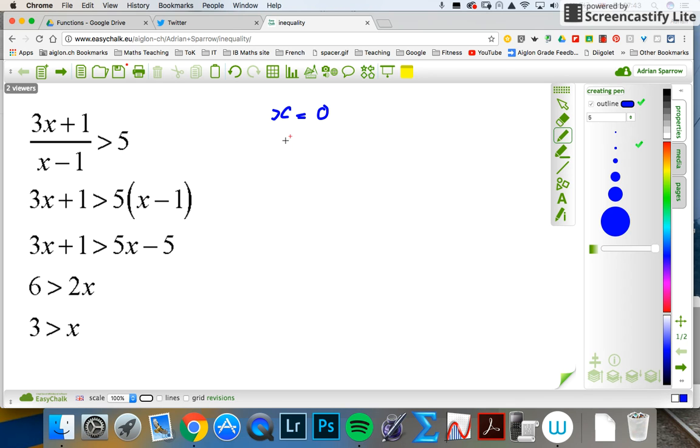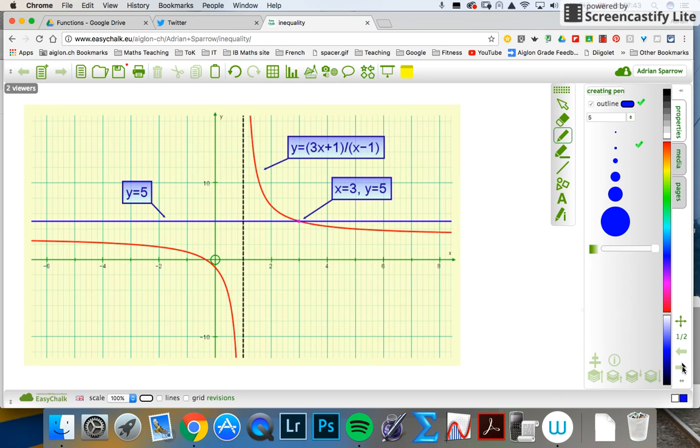So when x is 0, I'll have 1 on the top and -1 on the bottom, and that is not less than 5. Sorry, it's greater than 5. That is not greater than 5. So that will not work in the original inequality. And furthermore, I can show you using the graph why it won't work.